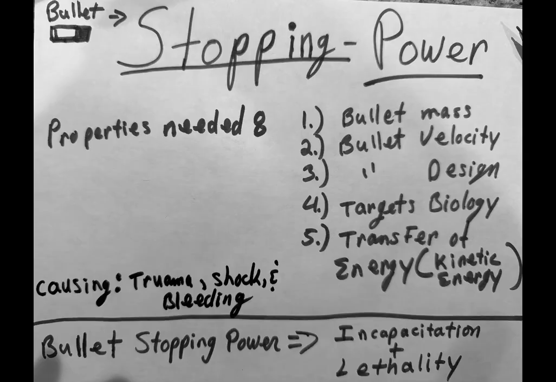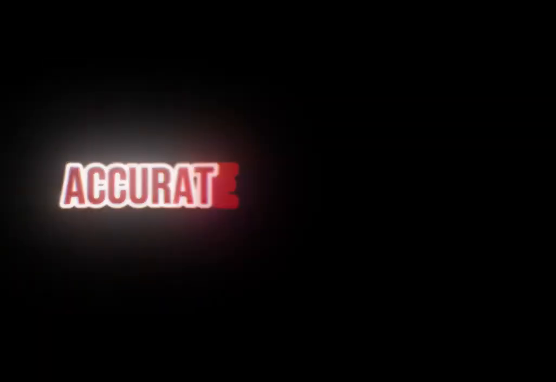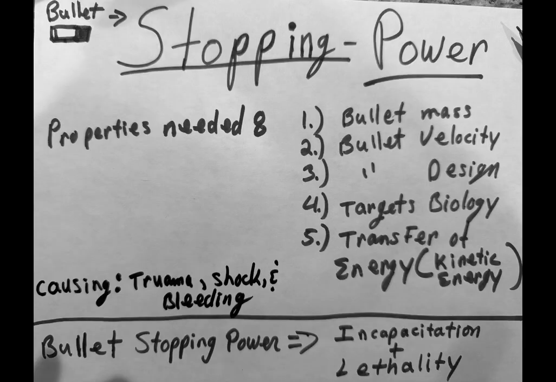Now, what's more important about a bullet's stopping power is accurate shot placement, and that would be the head, the neck, or the chest. Some area where it's going to incapacitate the intruder, the bad guy, the assailant, and how fast it's going to stop them. That is stopping power.